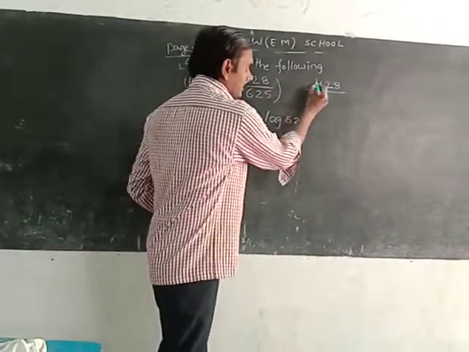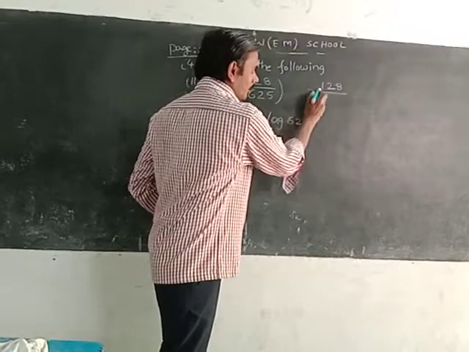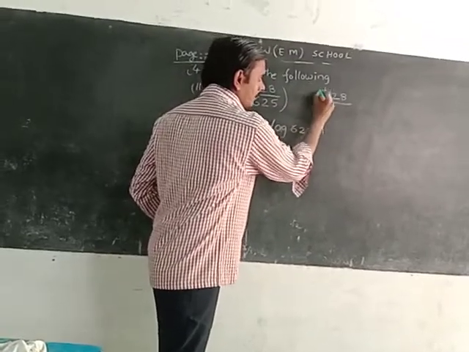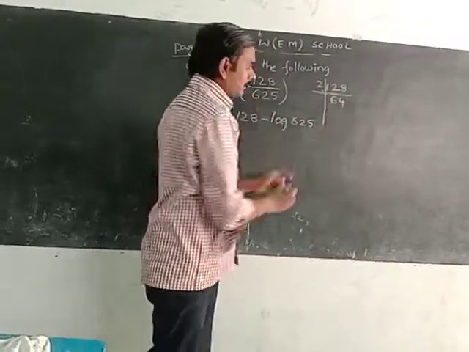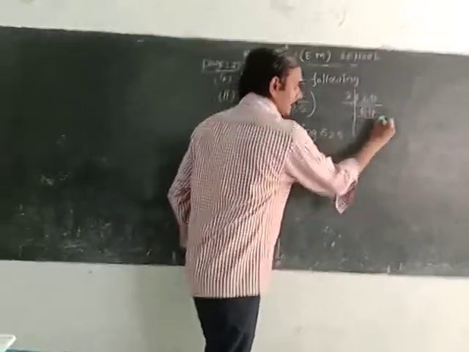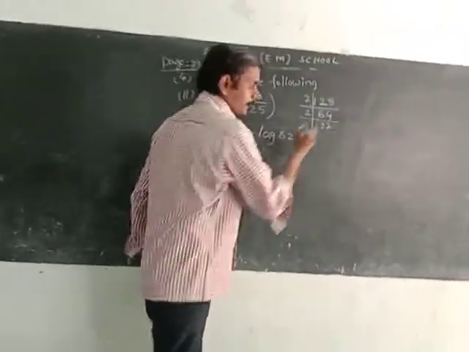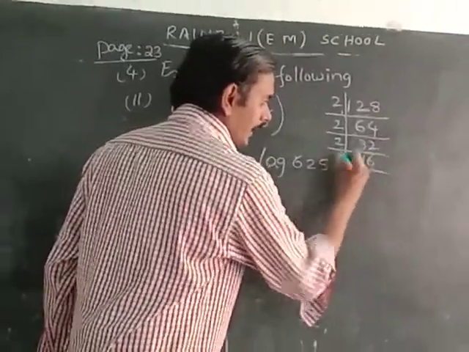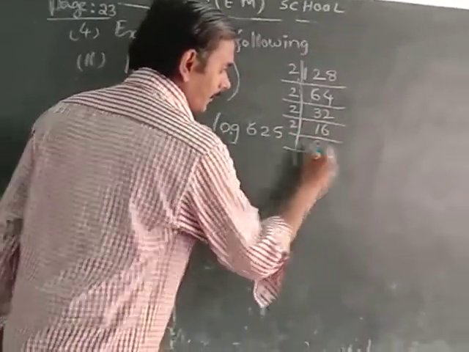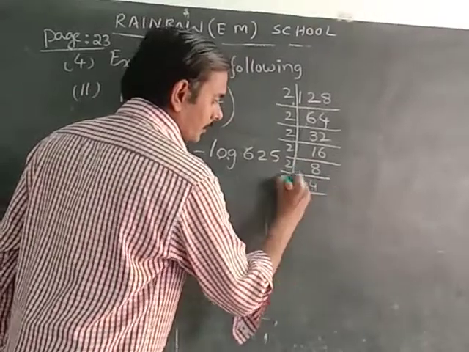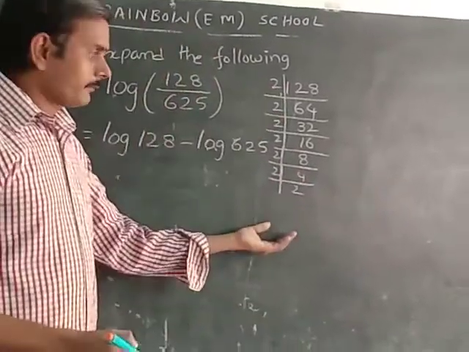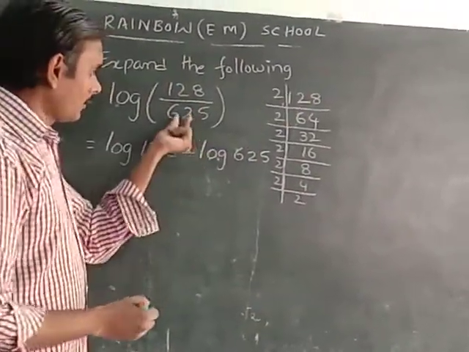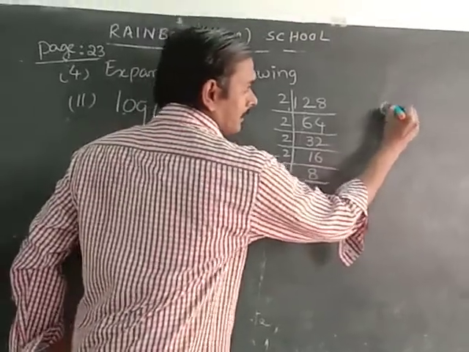And now factorize with the 2 table. 2 times 64 is 128. 2 times 32 is 64. 2 times 16 is 32. 2 times 8 is 16. 2 times 4 is 8. 2 times 2 is 4. Now we have factorized 128. Now for 625 also factorize.